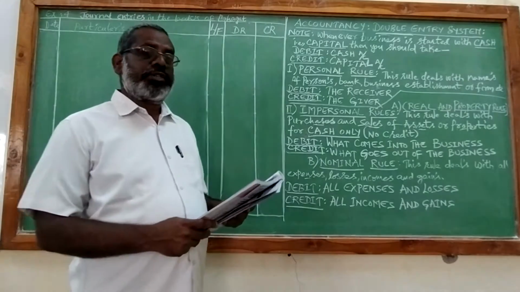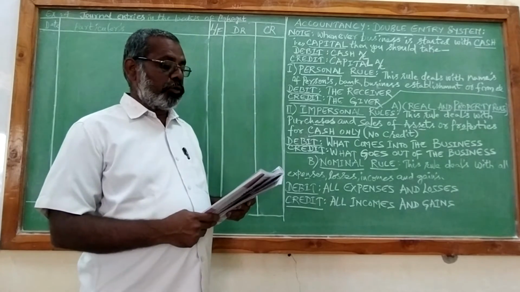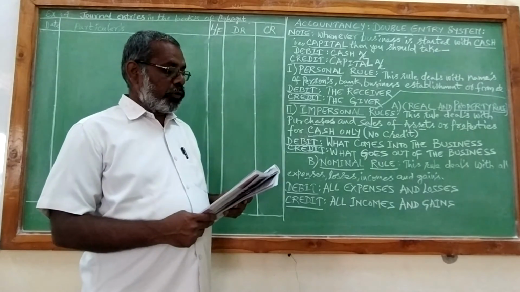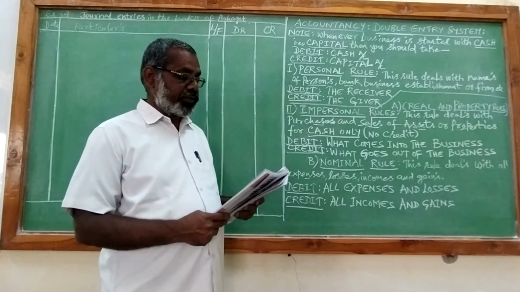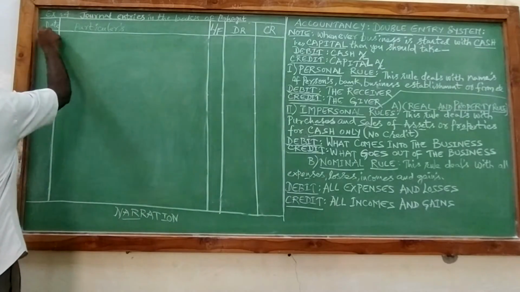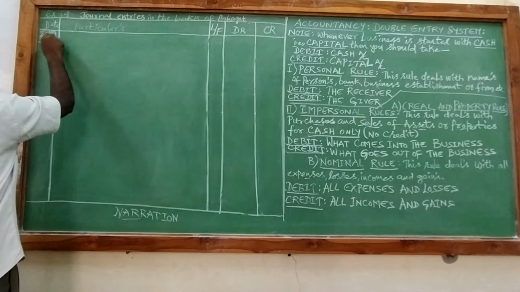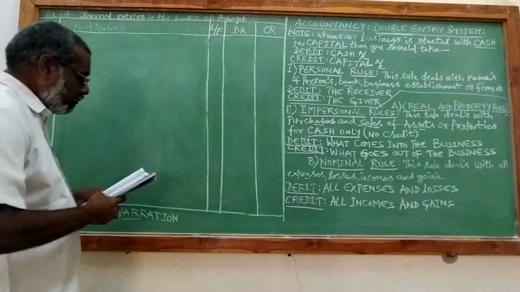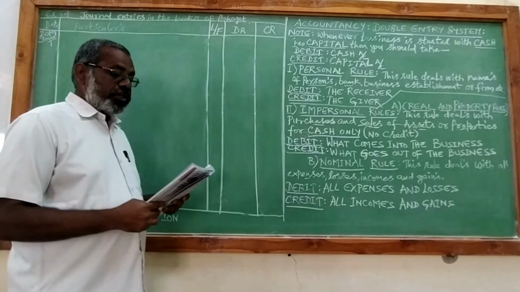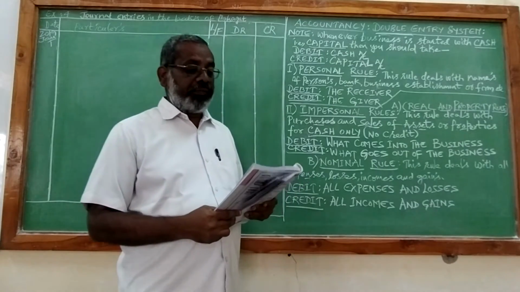I'll be starting with problem number 4. I'm reading the question to you. Journalize the following transactions in the books of Bhagat, 2019, January 1st. Commence business with cash rupees 40,000 and furniture worth 10,000.